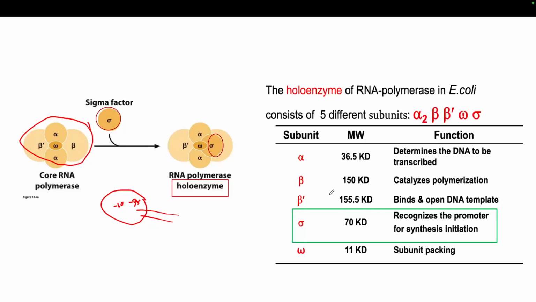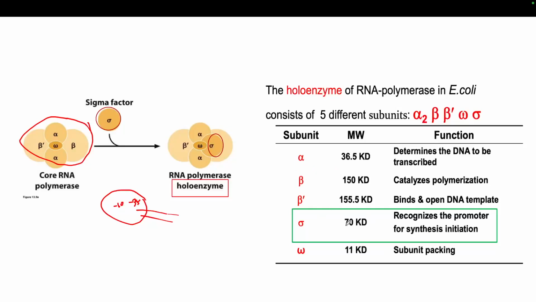And the beta subunit, after the promoter sequence is recognized by the sigma factor, will catalyze the polymerization. The beta dash subunit will bind and open the DNA template. The sigma factor will recognize the promoter for the initiation of synthesis, and the omega subunit will help in subunit packaging with the alpha subunit. So these are the functions. In exams it can also be asked, so you have to remember all the functions of the different subunits.